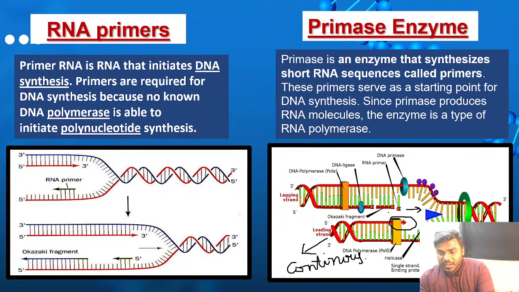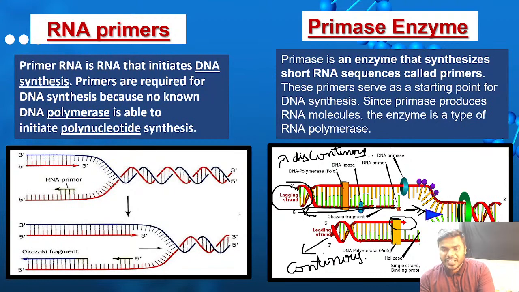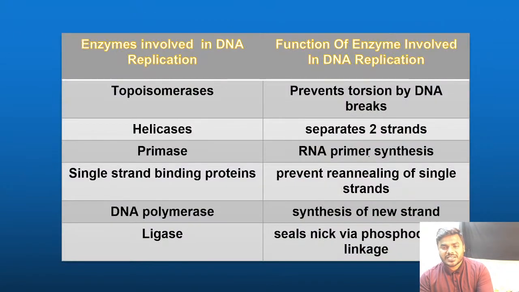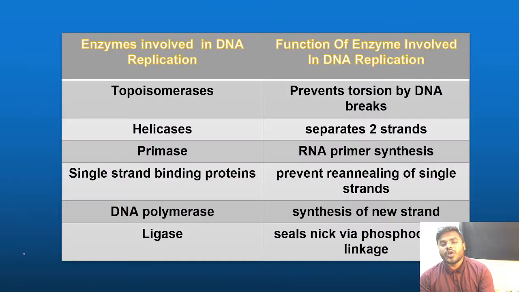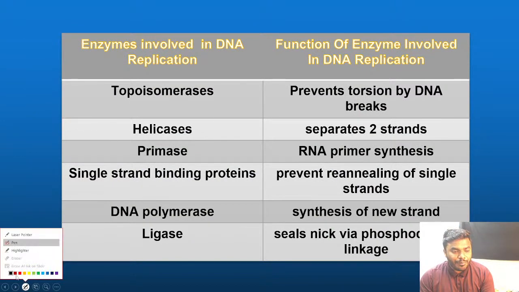But friends, if you look into the other strand, it is moving away from the replication fork. The fork is moving like this, and the strand is synthesizing like this. That's why we call it the lagging strand. We can also call it discontinuous synthesis. Don't forget that. So friends, these are the rules of DNA replication. So we successfully completed the rules.